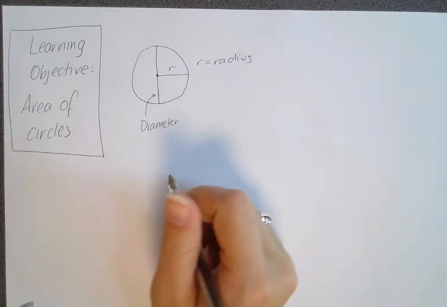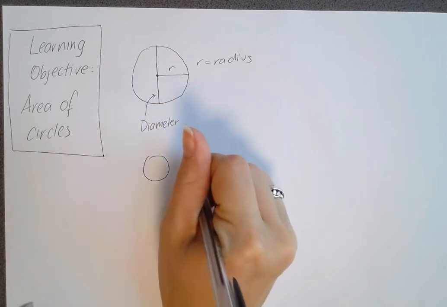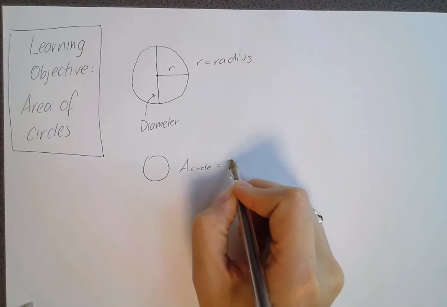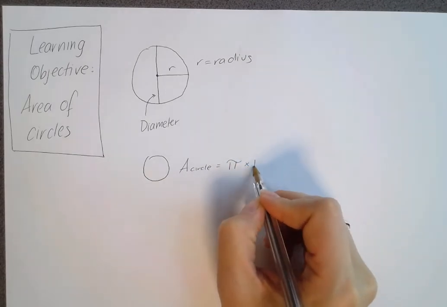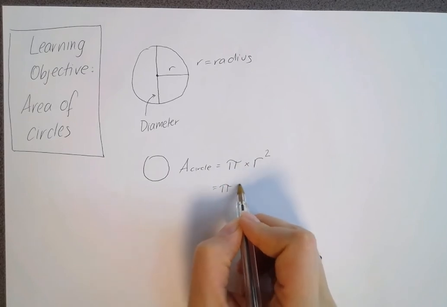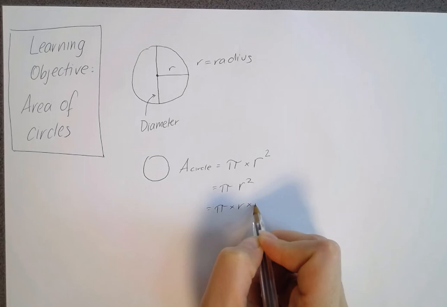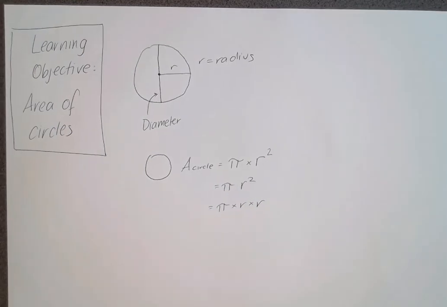Okay, so you may recall from junior years that the area of a circle is equal to pi, a magical wonderful number, times radius squared, which can also be written as pi r squared, or it can also be written as pi times r times r. It all means the same thing. So let's actually use one of these.